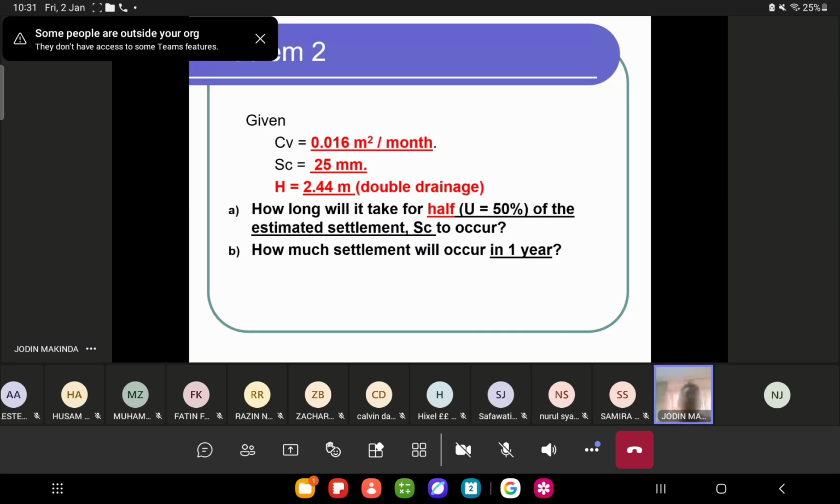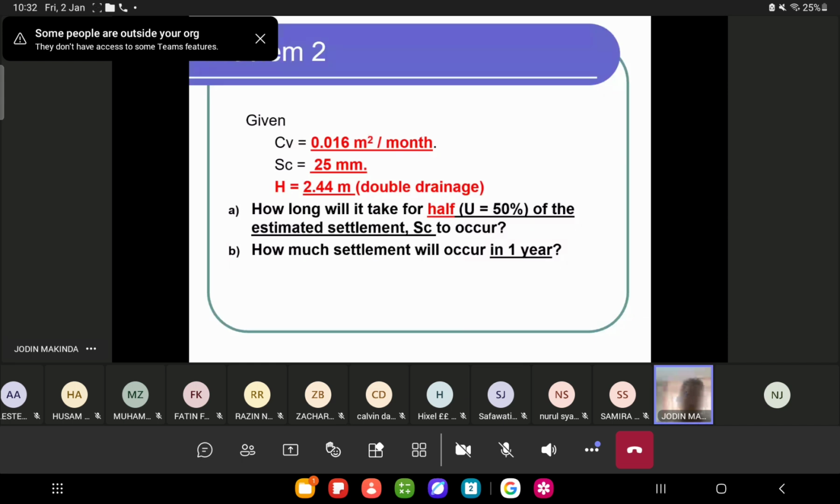Okay, so you are given the coefficient of consolidation, CV, from the consolidation test. You are given the value of the total settlement, 25 millimeter. You're given the site condition, 2.44 meter, and double drainage. Okay, the question is this.